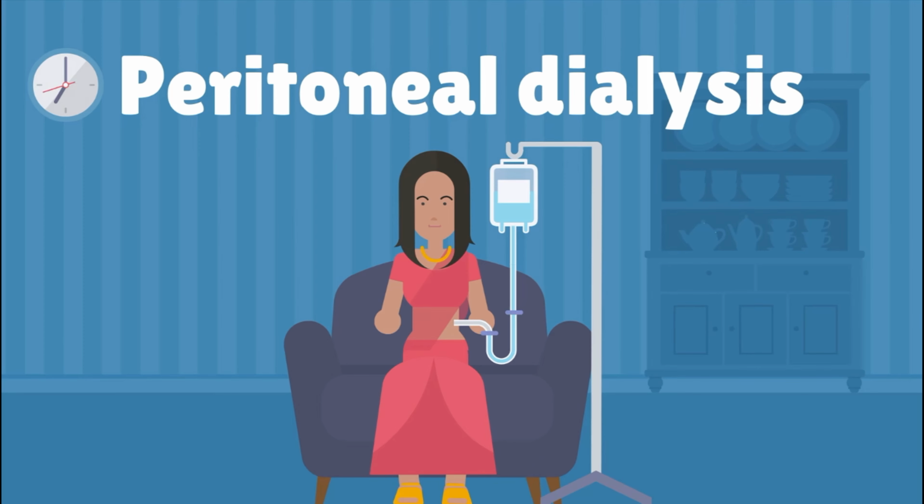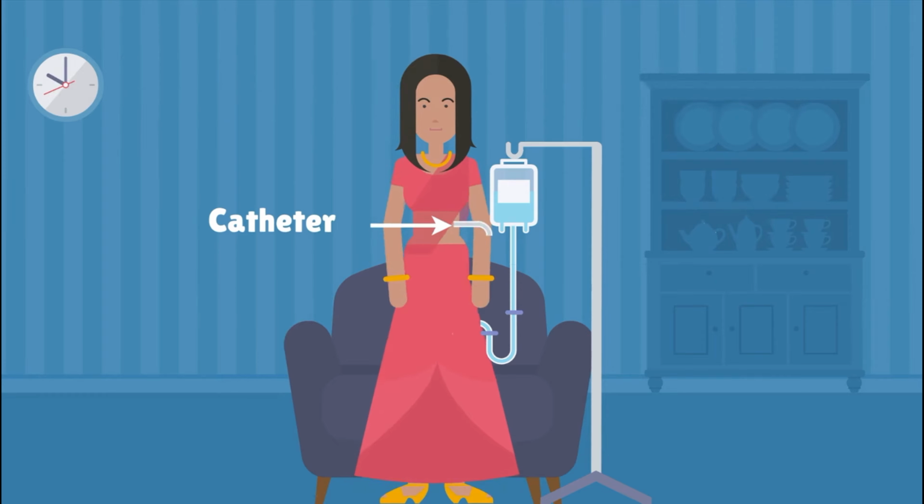During peritoneal dialysis, the blood is cleansed through the inside lining of the tummy called the peritoneum. Peritoneal dialysis works by putting a soft tube called a catheter into the tummy. This tube stays in all the time, and special liquid goes through the tube or catheter into the tummy. This liquid pulls waste and excess fluid from the blood to cleanse it.